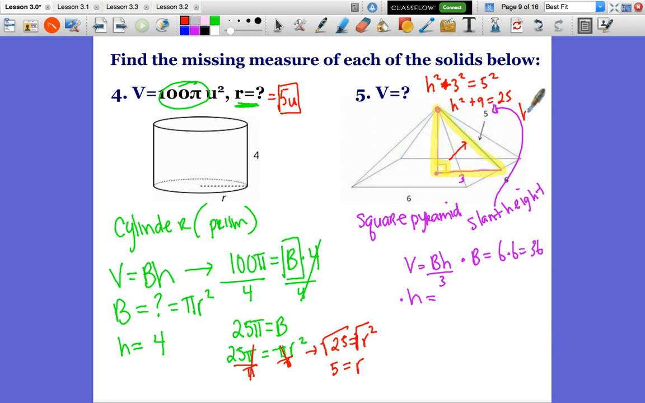So the height squared is going to equal 25 minus 9, so 16. When you square root, you're going to get that the height is 4. Right? So now I know the height. So then I can say, well, the volume is going to be 36 times 4 divided by 3. 36 times 4 divided by 3 is 48. So it's going to be 48 units cubed. We're getting a variety of different practice here, is what the goal is.